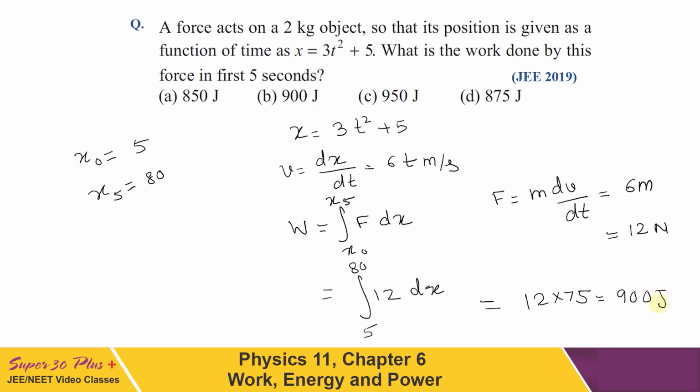Here we could have written the work-energy theorem as well, because we know that work has to be equal to the change in kinetic energy. So that will be half m v final square minus half m v initial square, and on substituting the values we will get the same result, that is 900 joule, which is our option number 2.